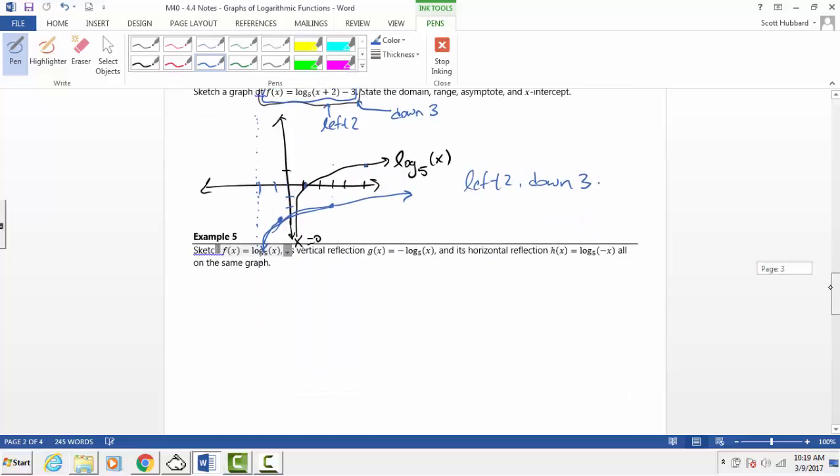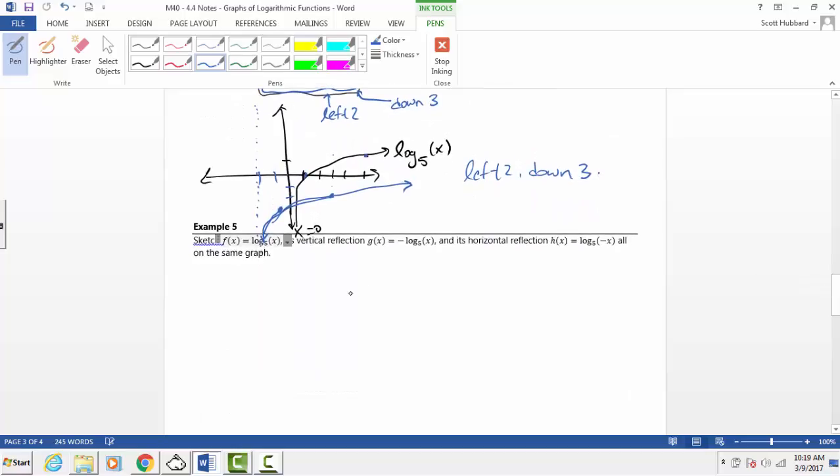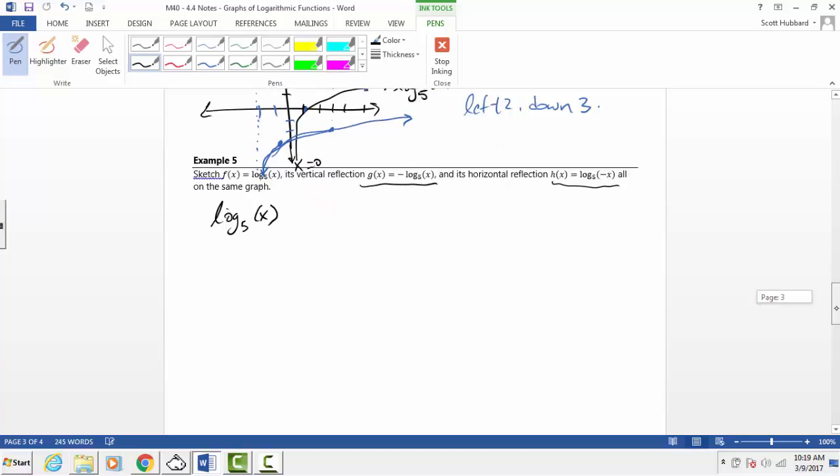Okay, let's do another example. So here, again, I have log base 5 of x. So that's my parent graph, and I want to graph the vertical reflection and the horizontal reflection. So, good, I have more room here.